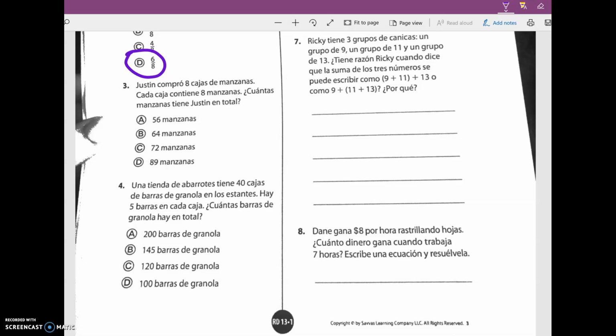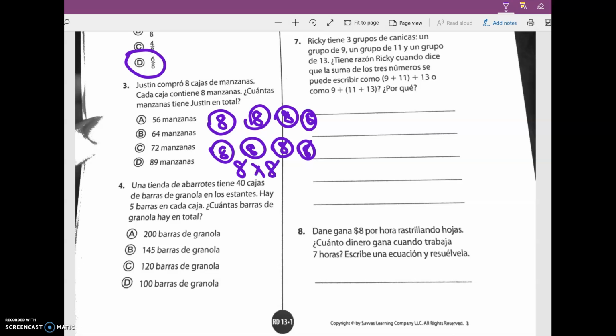Aquí, Justin compró 8 cajas de manzanas. Cada caja contiene 8 manzanas. ¿Cuántas manzanas tiene Justin en total? Él tiene 8 cajas. 6, 7, 8. Ok. Y cada uno tiene 8. Así que vamos a hacer 8 más 8 más 8 más 8 más 8 más 8 más 8 más 8. Y lo cual es 8 por 8. 8 por 8 es igual a 64 manzanas.